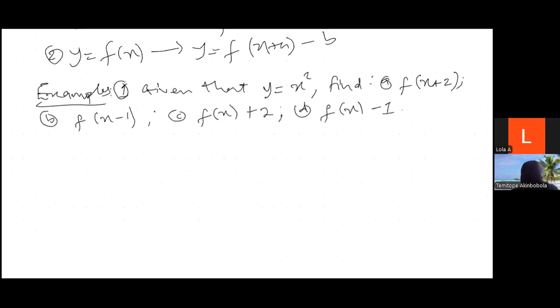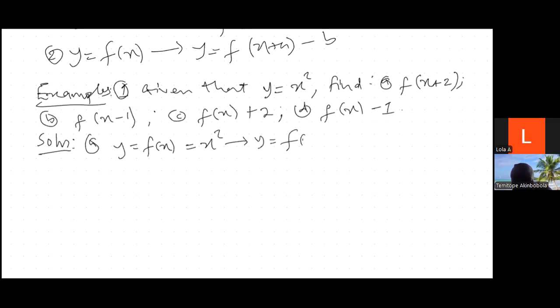Now, given that y equals x squared, that means you have been given the f of x. What the question demands from you now is to find the function that transforms to f of x plus 2. So in other words, you have been given the vector of translation. You understand that now? So you now find this function that transforms to that. So y equals f of x equals x squared. That's the original function. Now this function transforms to y equals f of x plus 2. What does that mean? It means that I will replace x in f of x with x plus 2. So this will now be x plus 2 squared.